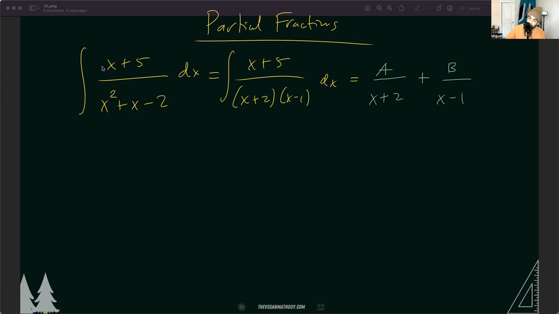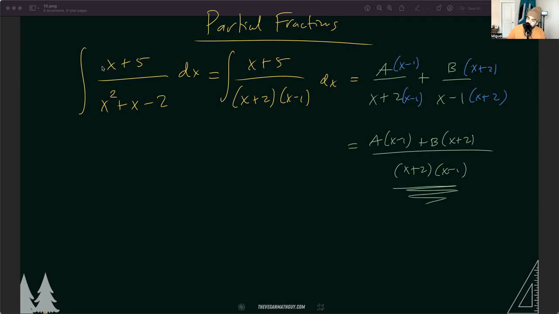And so now the idea is, if we were to combine these using common denominators, that first fraction, we would have to multiply an x minus 1 to the top and the bottom. And the second fraction, we will multiply an x plus 2. And so this is going to become a times x minus 1 plus b times x plus 2 all over x plus 2, x minus 1. And now we succeeded because now we have the same denominator on the bottom as the integral that we have. That means that our numerator has to equal x plus 5.